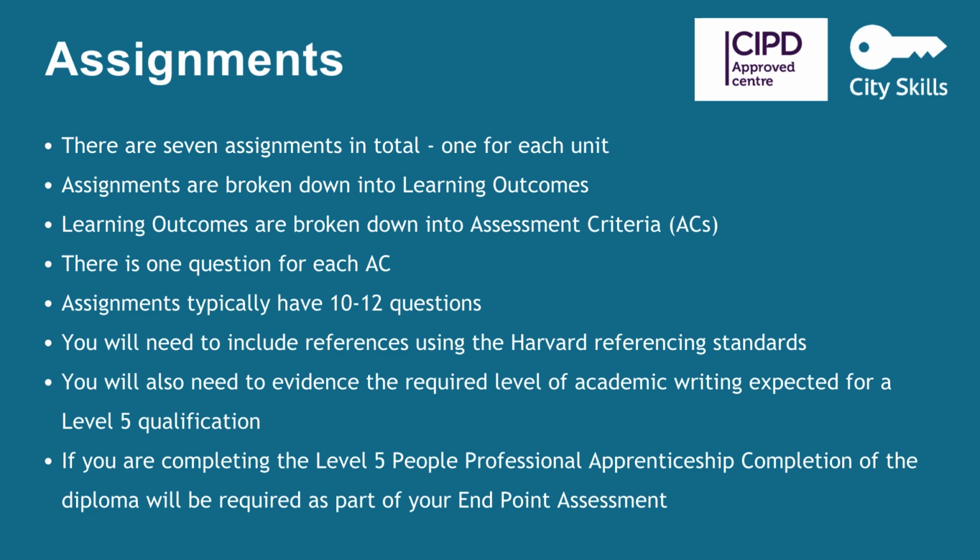You will need to include references using the Harvard referencing standards. You will also need to evidence the required level of academic writing expected for a Level 5 qualification. If you are completing the Level 5 People Professional Apprenticeship, completion of the diploma will be required as part of your endpoint assessment.